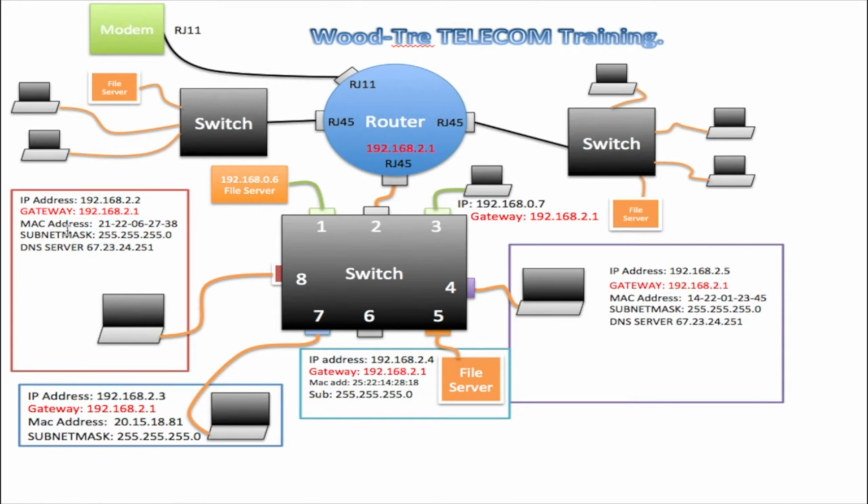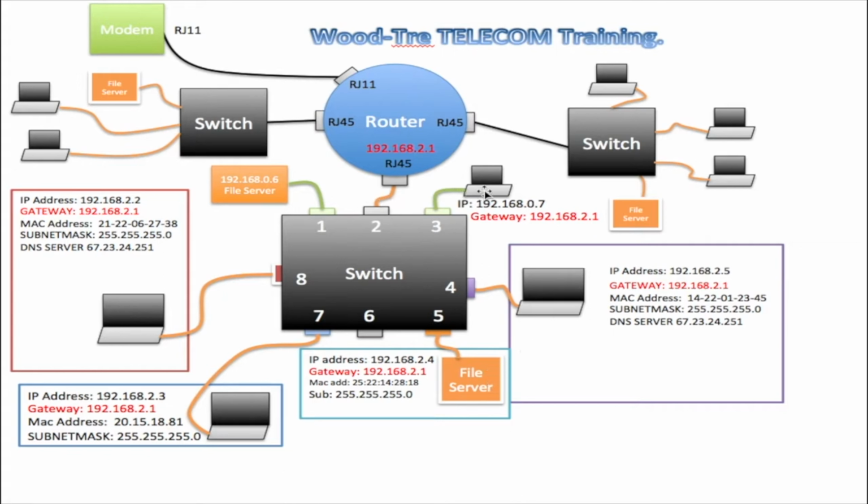So the gateway here has to be the same through all of these computers, simply because they're trying to get through at the same point to get onto the internet. So if we take a look at this computer here that is different, it has 192.168.0.7. So this 2 is being changed to a 0. So what will happen is that this computer will not be able to communicate with any of these other computers or the server on this network.